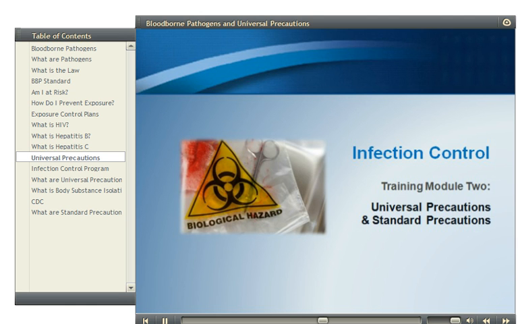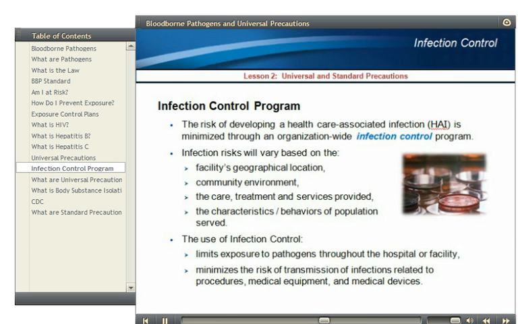Infection control. Universal precautions and standard precautions. Infection control program. The risk of developing a healthcare-associated infection, HAI, is minimized through an organization-wide infection control program. Infection risks will vary based on the facility's geographical location, community environment, the care, treatment, and services provided, and the characteristics or behaviors of the population served.